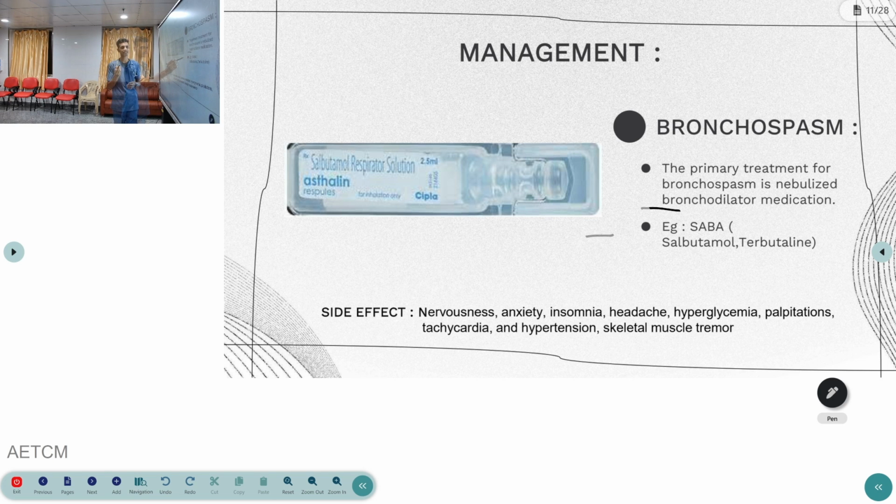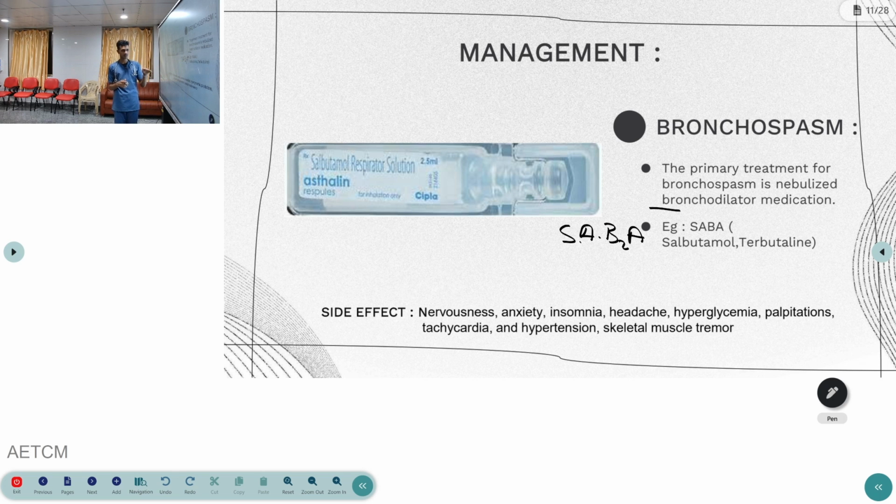Here we have a drug like a SABA, which means short acting beta agonist, more specifically a short acting beta 2 agonist. Drugs like salbutamol and terbutaline. Salbutamol is otherwise known as asthalin. Salbutamol and terbutaline are common drugs. Side effects are also most important for us to know.